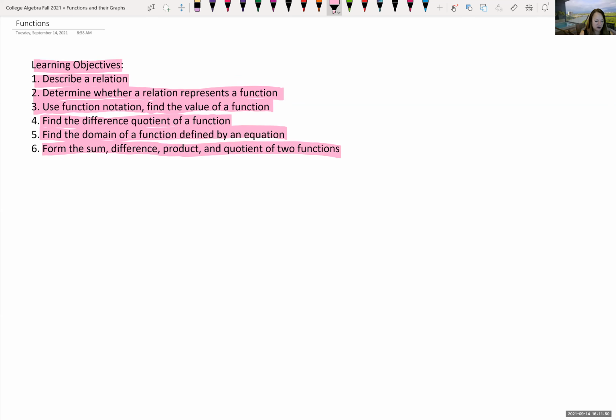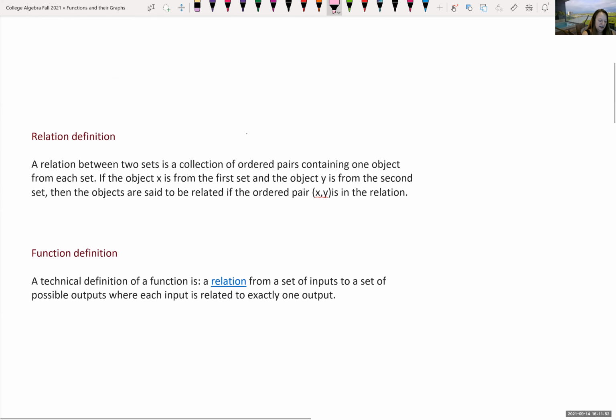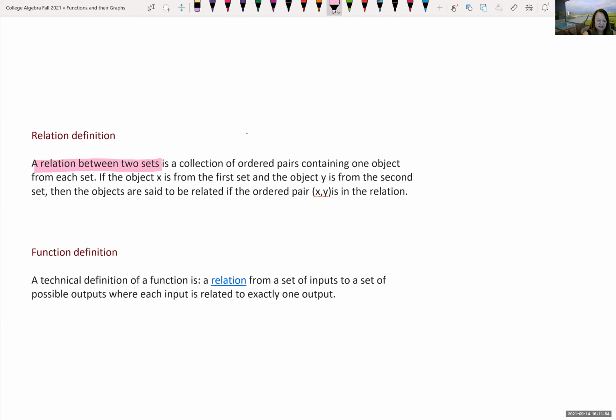So a relation is between two sets, and it's a collection of ordered pairs containing one object from each set. So the ordered pair XY would be considered a relation. If the object X is from the first set and the object Y is from the second set, then the objects are said to be related if the ordered pair XY is in the relation.